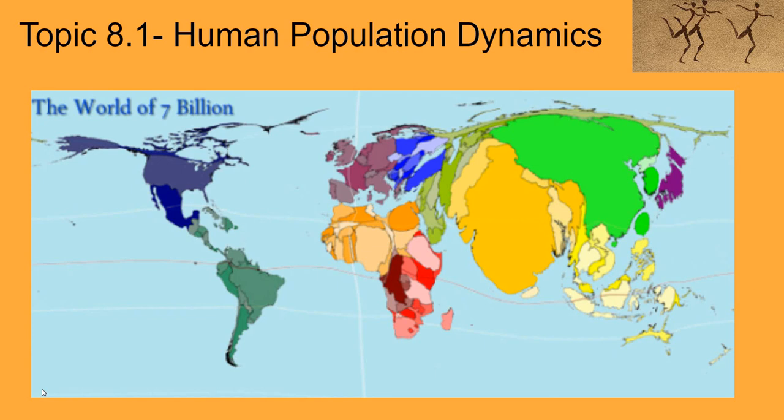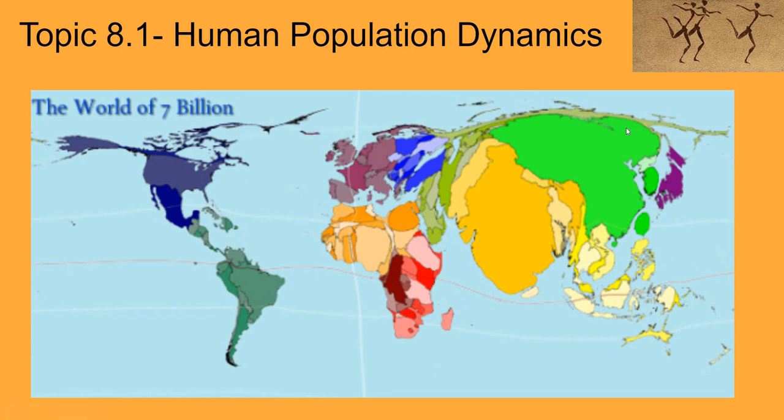What I have in front of you right now is a picture of the world. It's a population of 7 billion. Actually, this picture is a little bit old. Population today is more about 8 billion. Anyway, the countries that are drawn here are sized according to their population. And you can see some are kind of skewed.